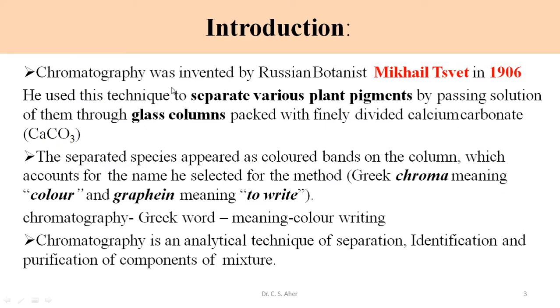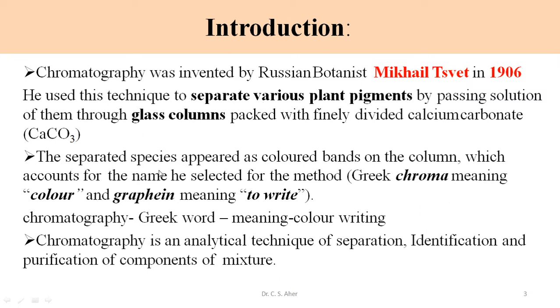Chromatography was invented by the Russian botanist Mikhail Tswett in 1906. He used this technique to separate various plant pigments by passing a solution of them through a glass column packed with finely divided calcium carbonate. This calcium carbonate is filled in a glass column like a burette, and in that burette packed with calcium carbonate they fill the solution of plant pigment.